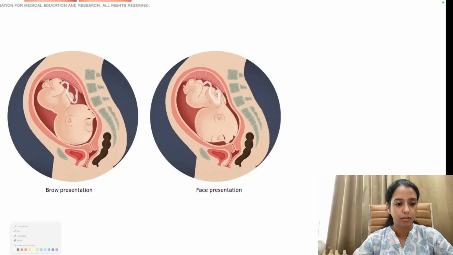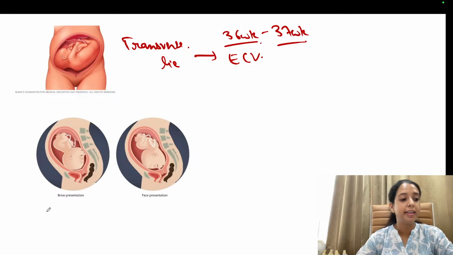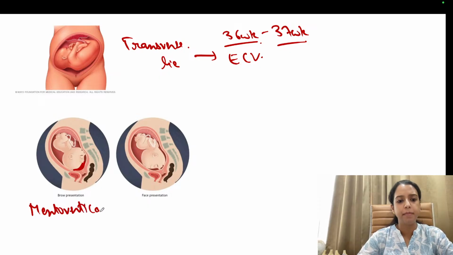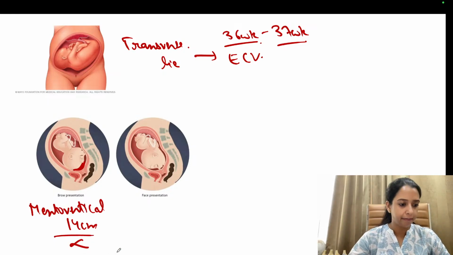Second image, just above the os, the face is there. It is face presentation. So a question can be asked, in this image, which is the presenting diameter? First know that when the forehead is coming just above the cervix, it is brow presentation and the diameter is mento-vertical, which is a huge diameter of 14 centimeters. Can I deliver it vaginally? No. I always have to do cesarean.